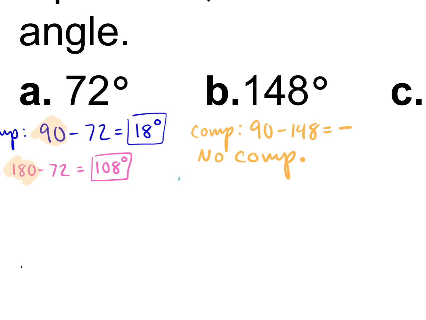Let's find the supplement next. So supplementary angle, what do we do? 180 minus 148. What's 180 minus 148? 32 degrees. Perfect.